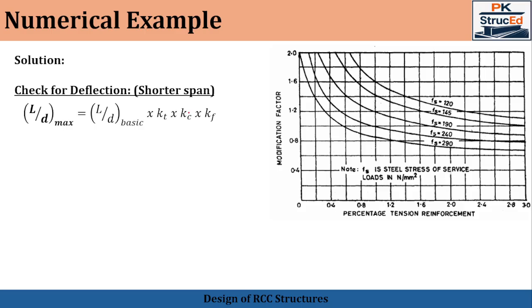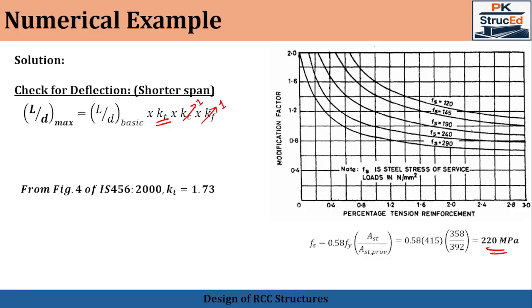And again, as it is a slab and there is no compression reinforcement, we take Kc as 1, and there is no flanged section, so Kf is also taken as 1. So Kt alone has to be calculated. For calculating Kt, the percentage of tension reinforcement is already known. Fs is calculated using this relation, and we got that value as 220 megapascal. So with the percentage of tension reinforcement and the curve of 220 megapascal, the Kt value is computed as 1.73 using interpolation.